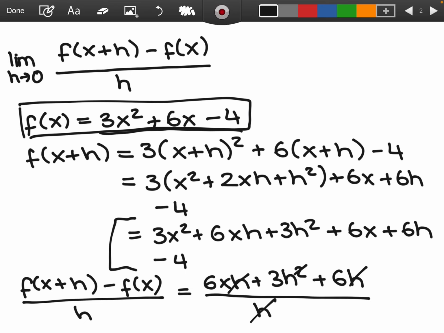So we've got this function, 3x squared plus 6x minus 4. Let's say that I am looking at the point x equals 1. At x equals 1, what's my function value? I would have 3 plus 6 minus 4, which gives me f of 1 equals 5. So I know that a coordinate on the graph of this function is going to be (1, 5).